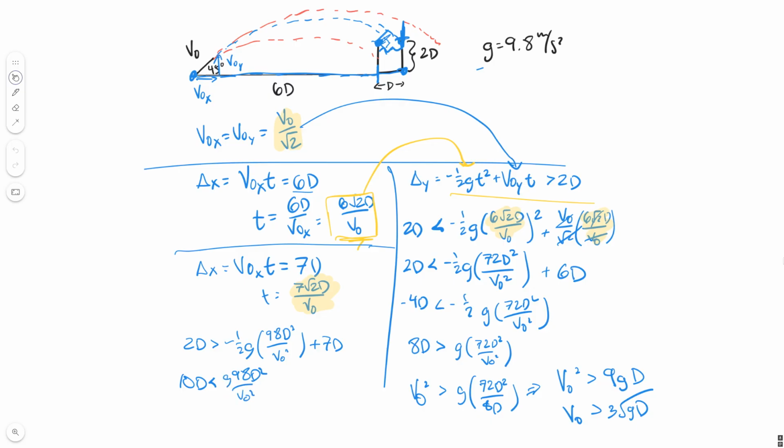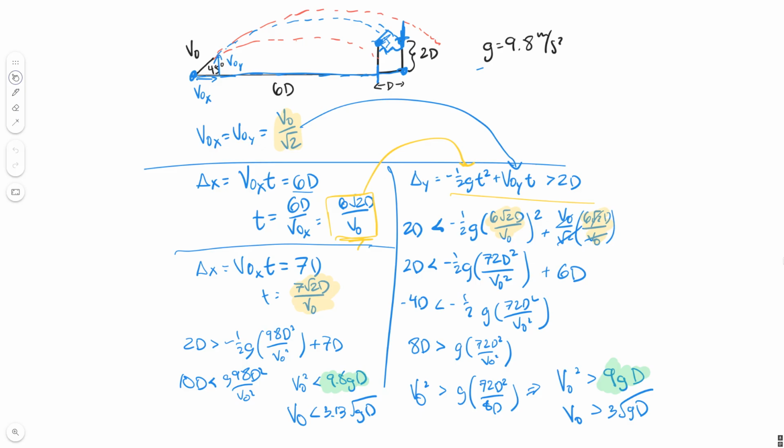If I multiply both sides by the initial velocity squared and divide both sides by 10d, I'm going to get initial velocity squared is going to be less than 9.8 times gd, which is good. So if I think about just comparing this, we had initial velocity squared is greater than 9 times gd, and here we have initial velocity squared is less than 9.8 gd. So we're pretty much done. We just need to take the square root of both sides. I get the initial velocity is less than something like 3.13 times the square root of gd.